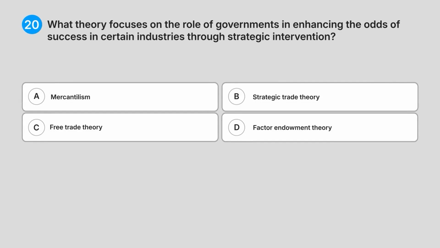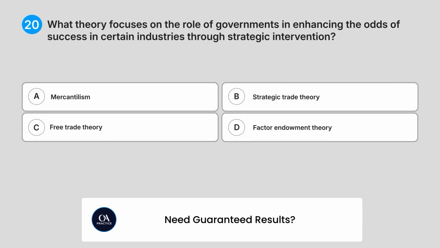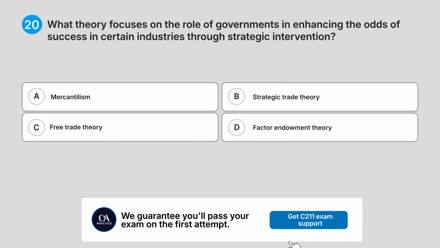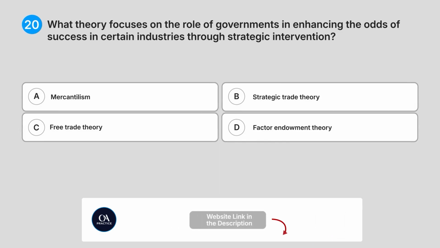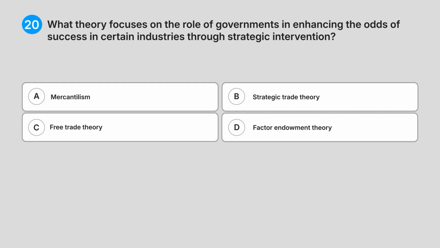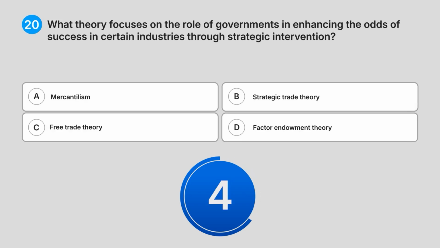20. What theory focuses on the role of governments in enhancing the odds of success in certain industries through strategic intervention? A. Mercantilism. B. Strategic trade theory. C. Free trade theory. D. Factor endowment theory. Can you guess the answer?